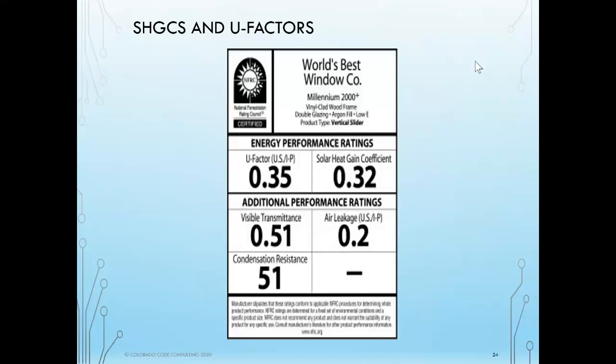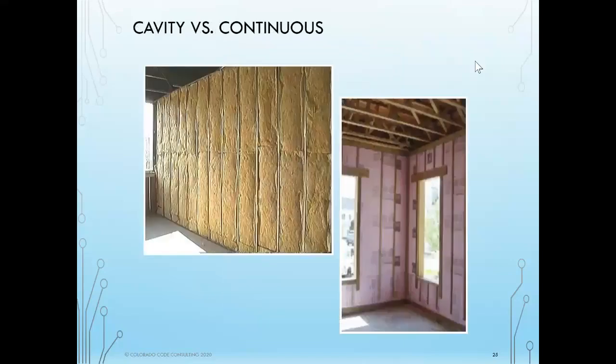It's got to have an NFRC listing. So if it doesn't have a sticker, they're going to have that CMA compliance piece, which we'll get into more when we do ComCheck and look at windows. Cavity versus continuous.